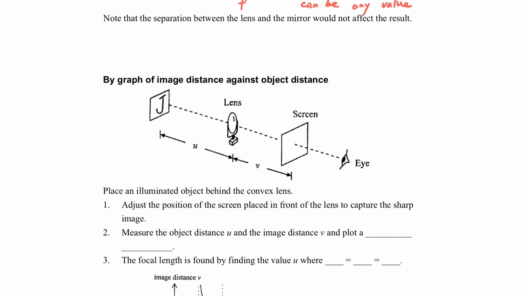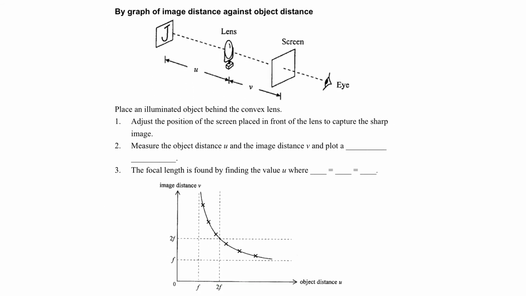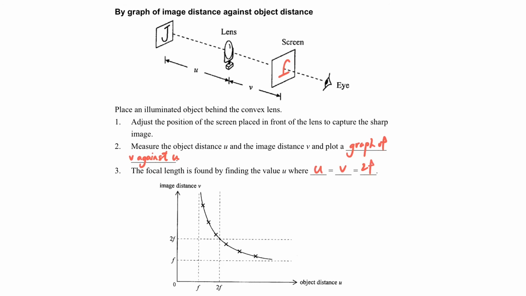So this is the second method, and then we have the last method here. In this method, we have to use a screen to observe the image. So we have to adjust the U and V many times so that we can plot the graph of V against U, the image distance against the object distance. And you can see the curve here.